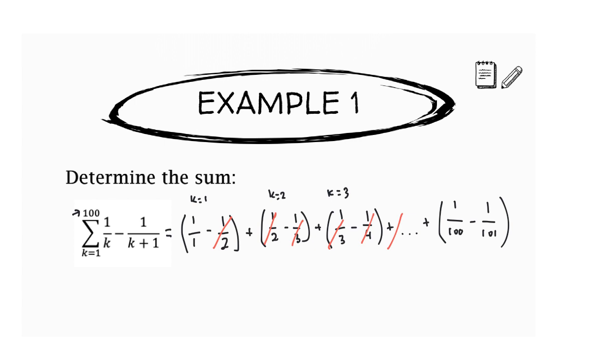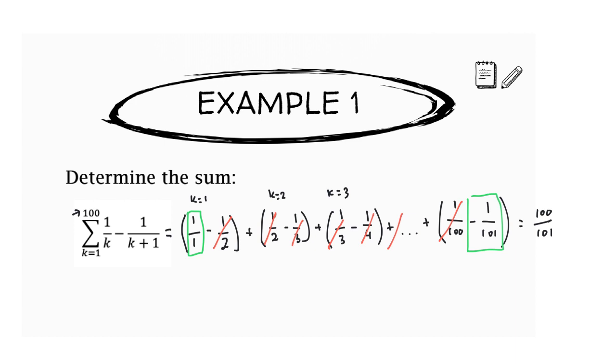Likewise, the term that comes before this last one would be 1 over 99 minus 1 over 100. So this term will cancel. The only terms that will remain are the initial 1 over 1 and the final minus 1 over 101. And thus, to evaluate this sum, I just have to subtract 1 over 101 from 1, which is 100 over 101. And that's how a telescoping series works.